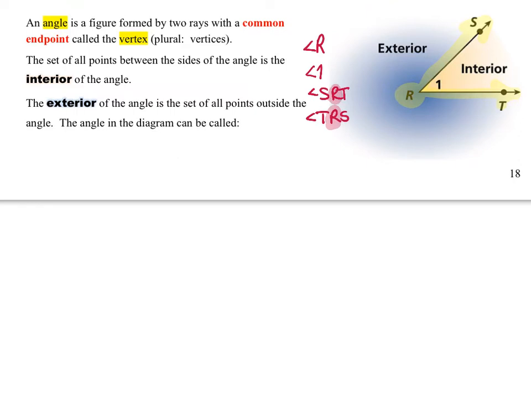So it's kind of like we're naming the angle using the 3 points, but they have to be in order, picking up your pen and not lifting it back up again. So angle SRT, we could also call it angle TRS. Now, the last part of this section reminds us that we have the interior of an angle, which is between the two rays, and the exterior of the angle, which is a set of all points outside the angle.